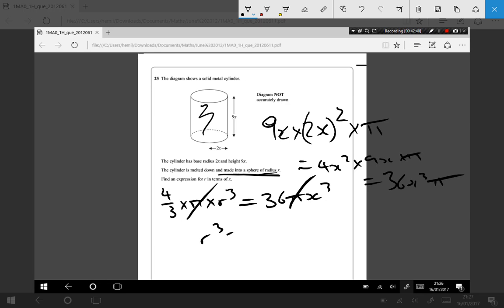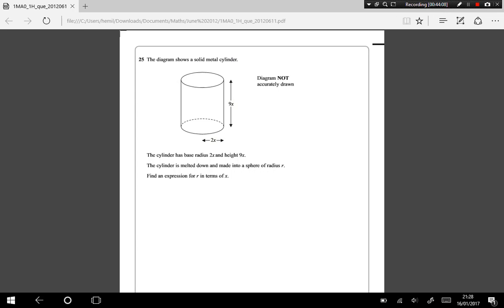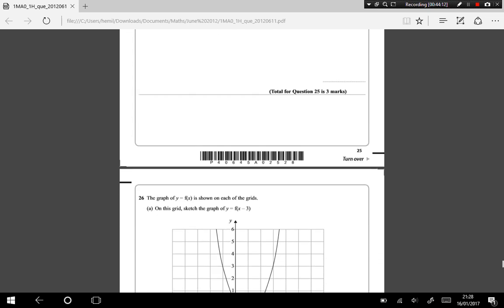So r cubed is equal to 27x cubed. So r is equal to cube root of 27x cubed. So r would equal 3x, and that's all it is. R is equal to 3x, and we've given the expression for r in terms of x. And these are the ones that give you good marks as well.